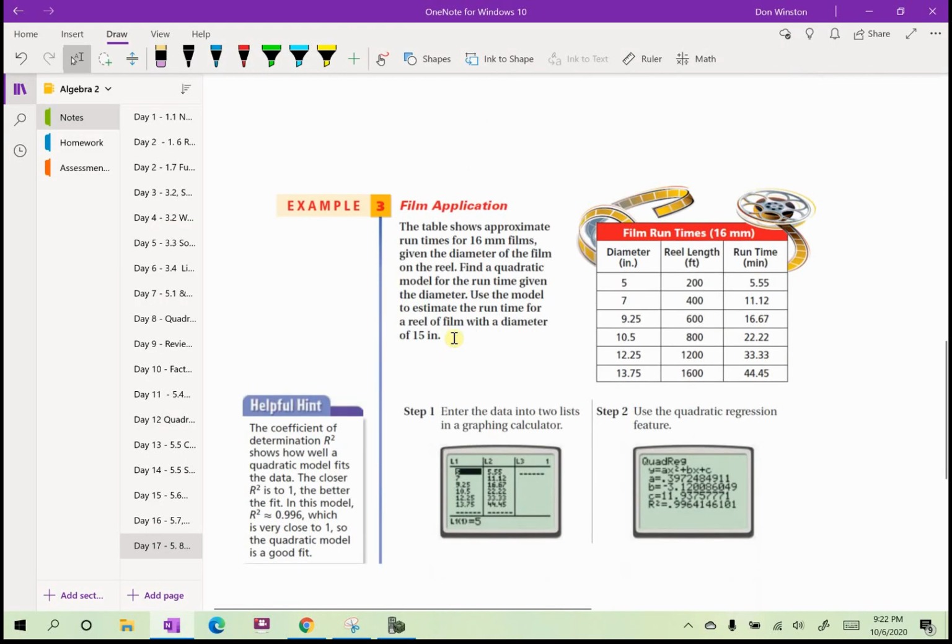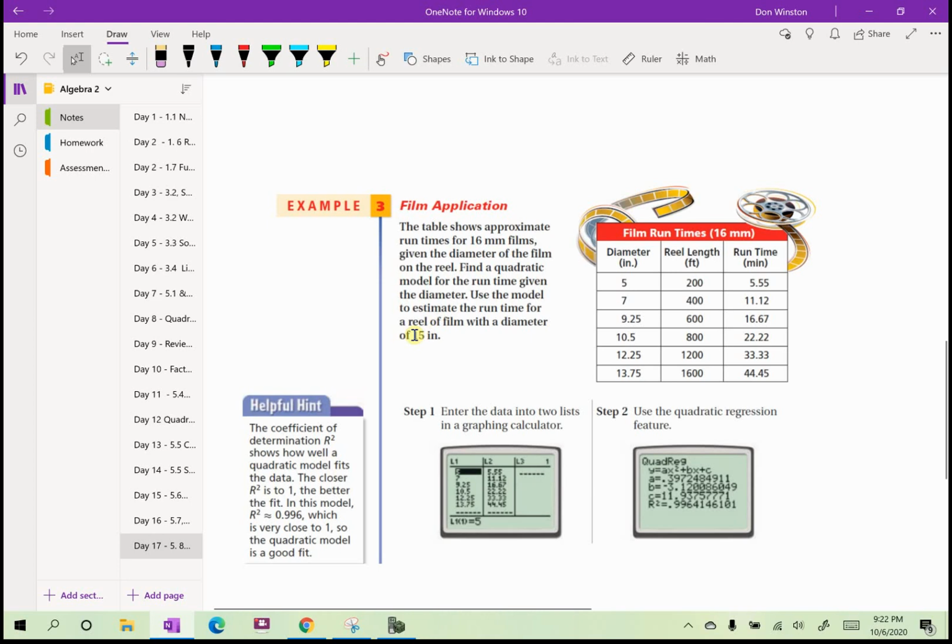Now, let's take a look at this. I want you guys to do this, get some practice. Here, the table shows approximate run times for 16 millimeter films. Given the diameter of the film on the reel, find a quadratic model for the runtime given the diameter. Use the model to estimate the runtime for a reel of film with a diameter of 15 inches.